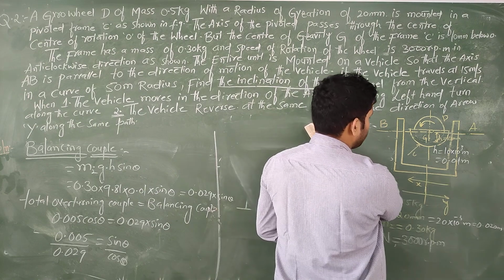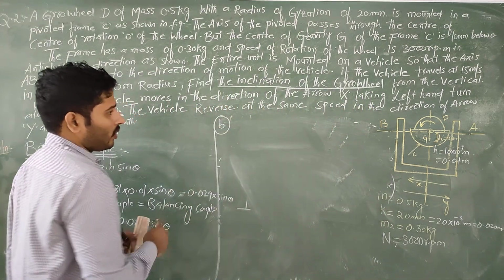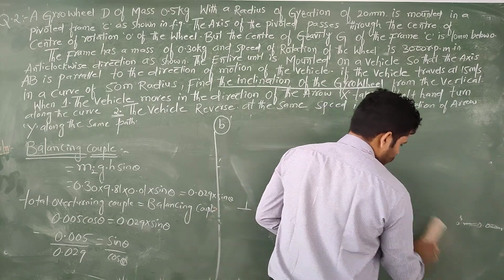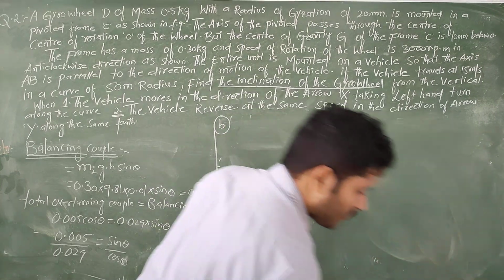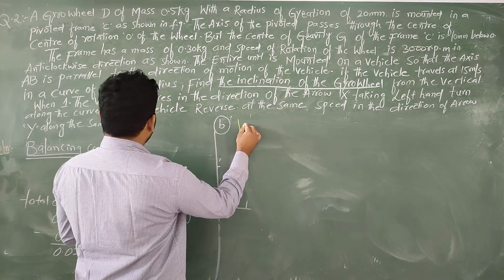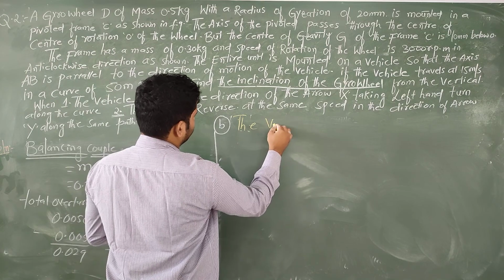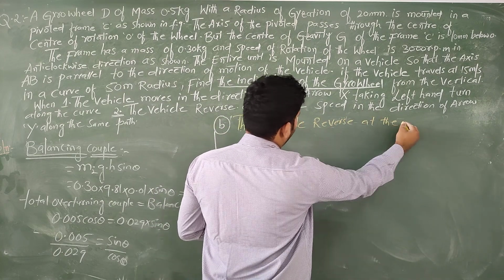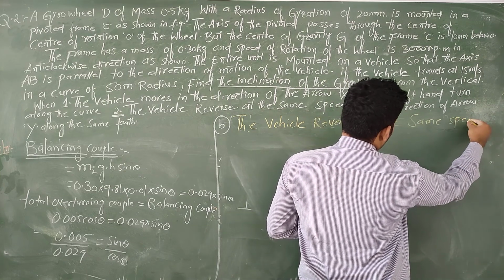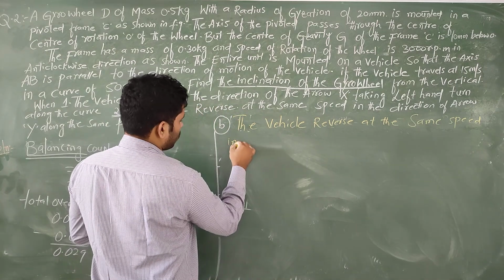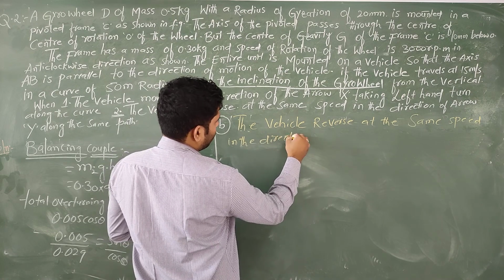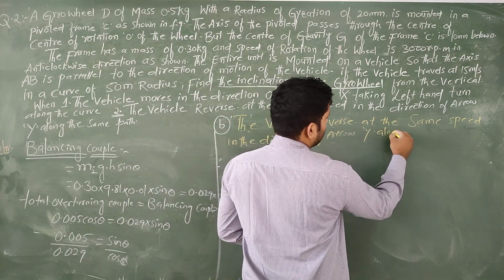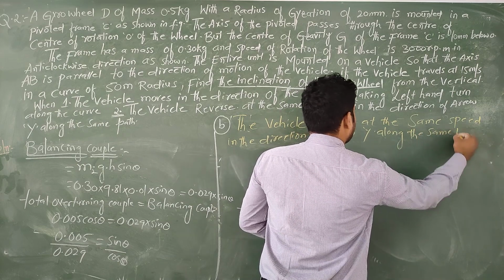So I will rub this one here. Second, case B. So next condition, when the vehicle reverses at the same speed in the direction of arrow Y along the same path.